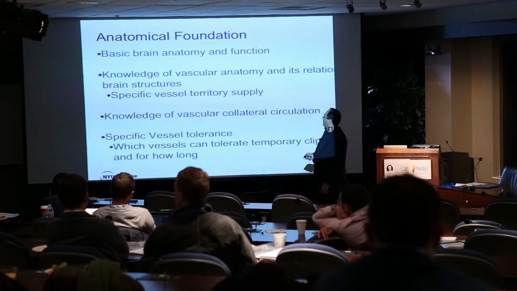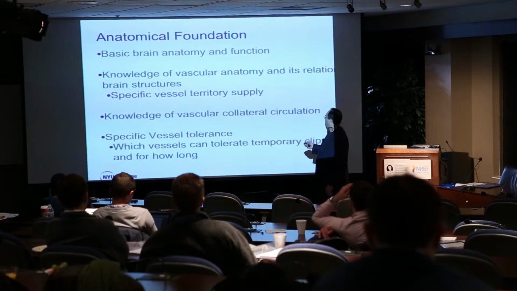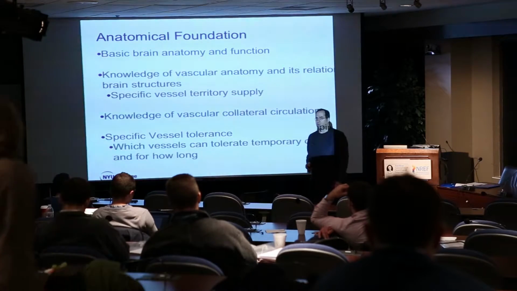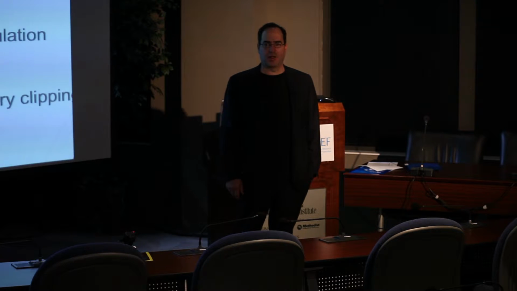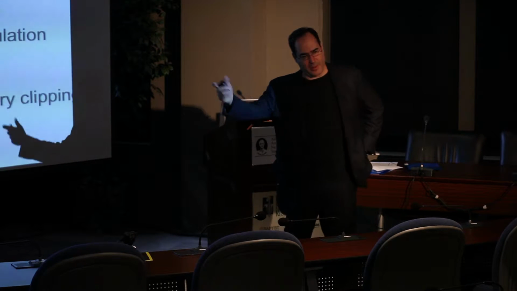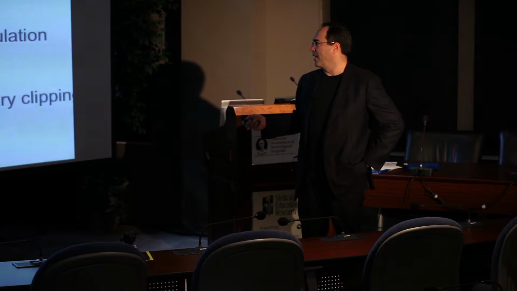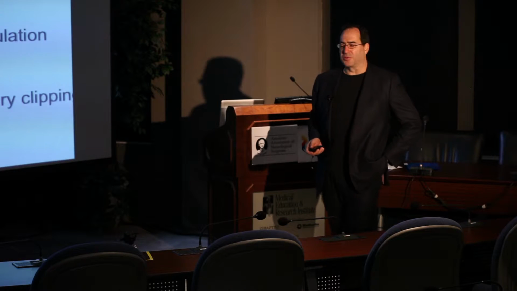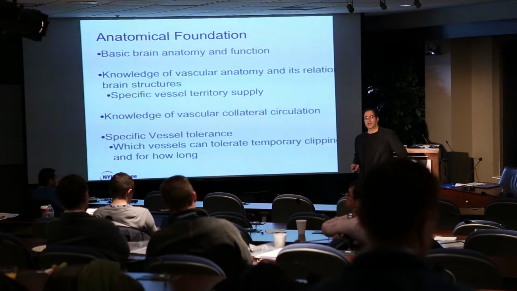So again, back to our anatomical foundation, we have basic brain anatomy and function, knowledge of the relation of the vascular anatomy and brain structures. So what vessels supply what territory is all quite useful. And as I mentioned in that A1 example, knowledge of collaterals. I mentioned yesterday with our collateral discussion when they were talking about that distal MCA aneurysm and potentially trapping that. You would only know that, and we very often don't take advantage of the natural collaterals that are available. So knowledge of vascular collateral circulation is very important, particularly if you get into trouble.